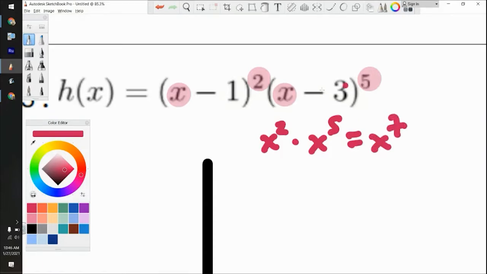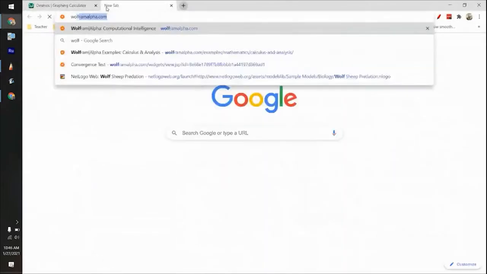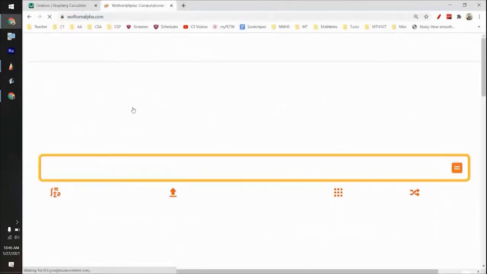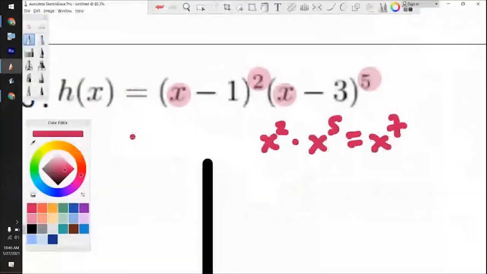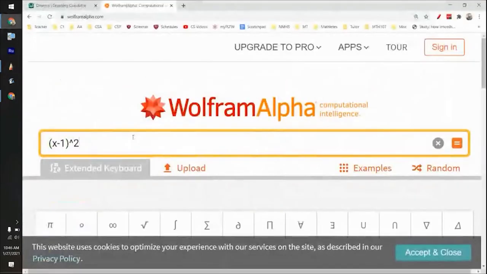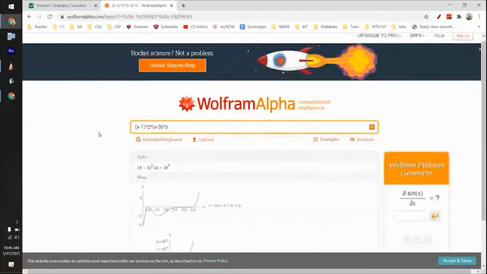Now they make calculators that do this. This website is like Google on steroids. You might have heard of it already. It's called Wolfram Alpha. What you can do is write in x minus 1 squared times x minus 3 to the 5th, and hit enter, and it literally works it all out for you.